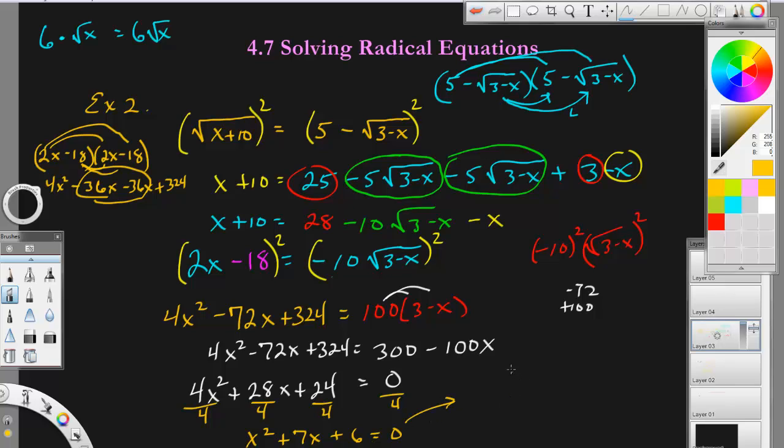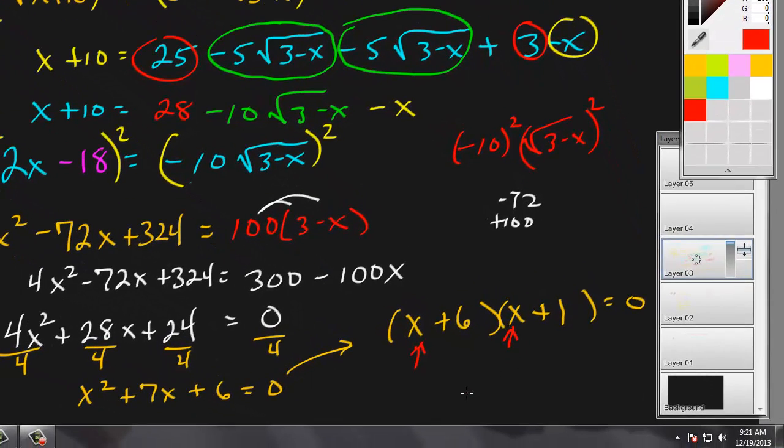And from here, I can factor this. Or you could do the quadratic, or you could graph it and find the zeros. I do not care which way, but factoring is the fastest way, and that would be plus 6 and plus 1. So since this equals 0, what number would I put in these x's to make those equal to 0? What would go here? Negative 6, that's a solution, and here, negative 1. So the two answers, negative 6 and negative 1.